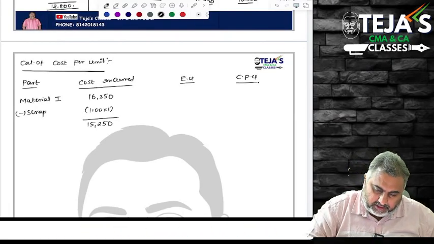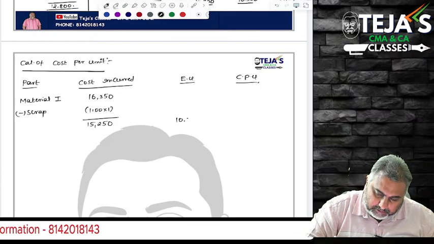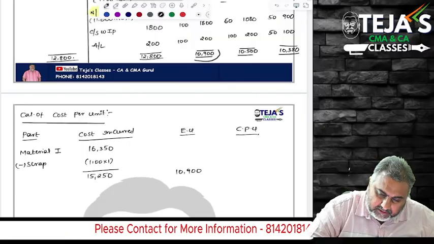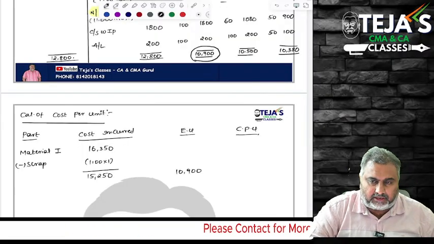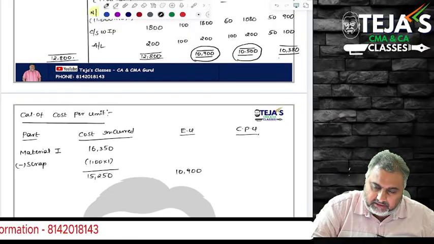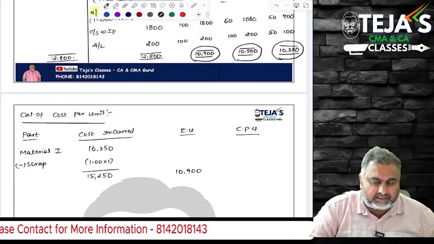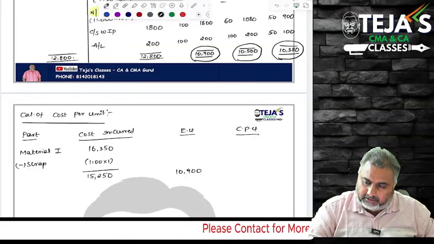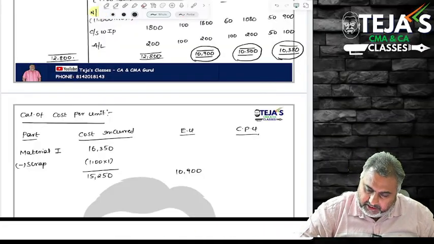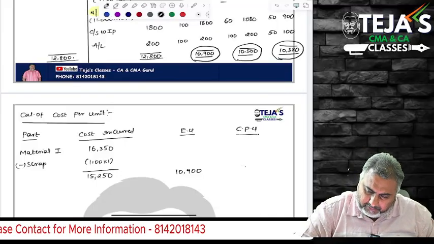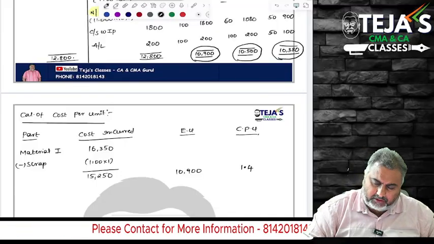Then how many equivalent units you got? 10,900. Sir, where? Here, sir, this one. That is material 1 equivalent units. This is material 2 equivalent units. This is labor and overheads equivalent units. Okay. So divided by 10,900, you are getting 1.33999. Let it be 1.4. Round off.